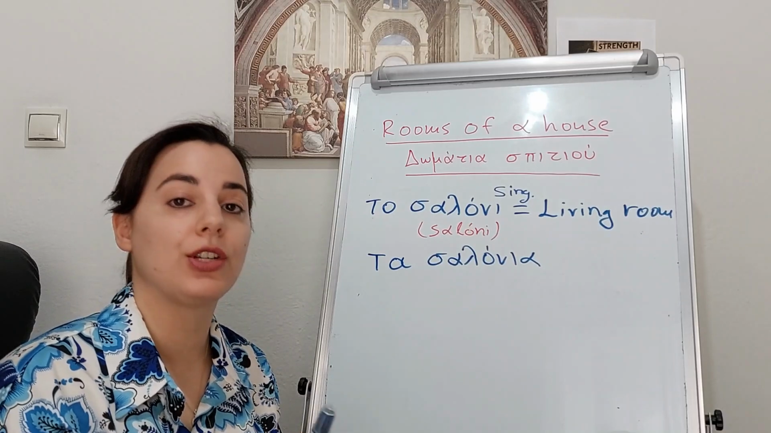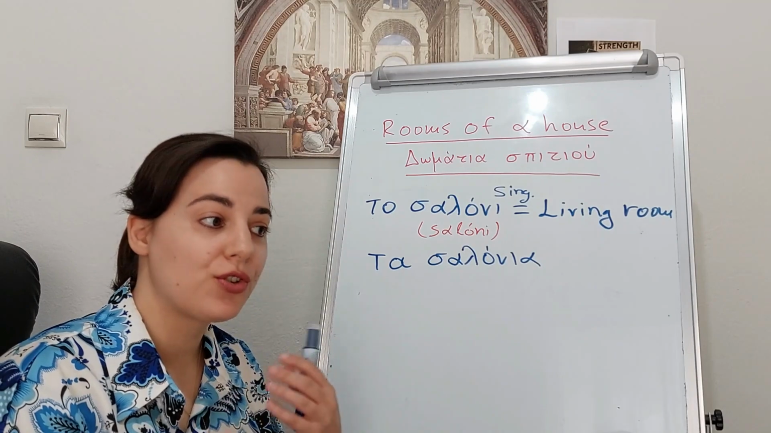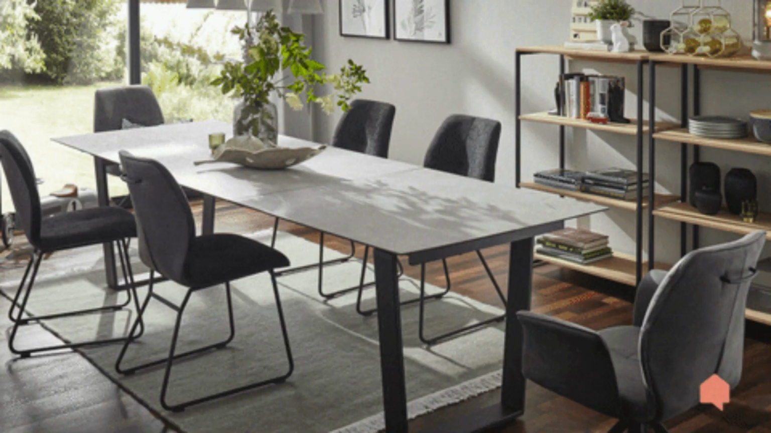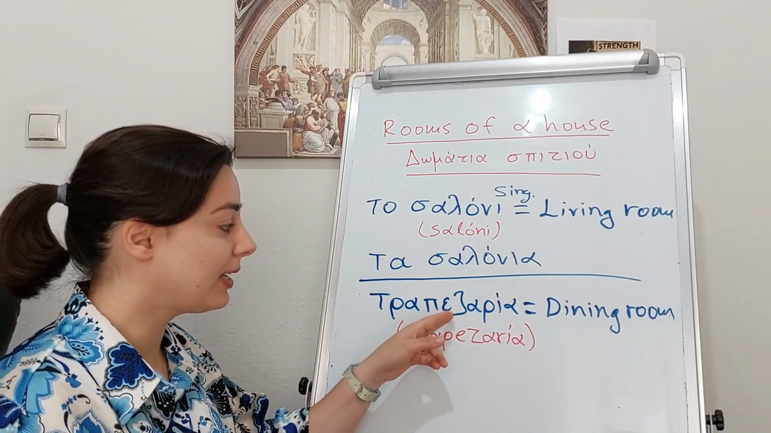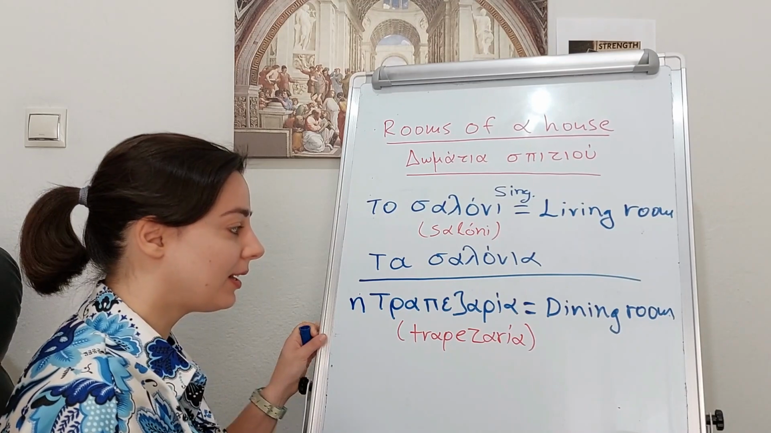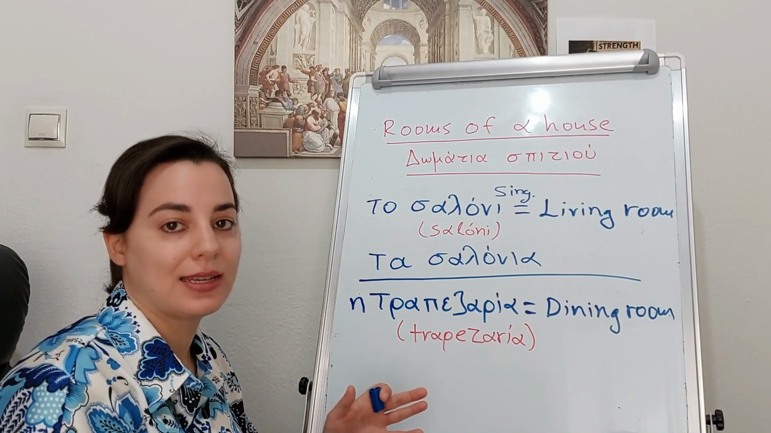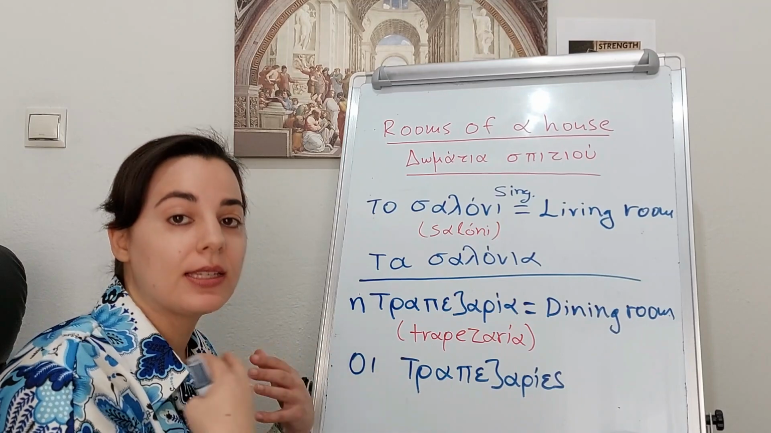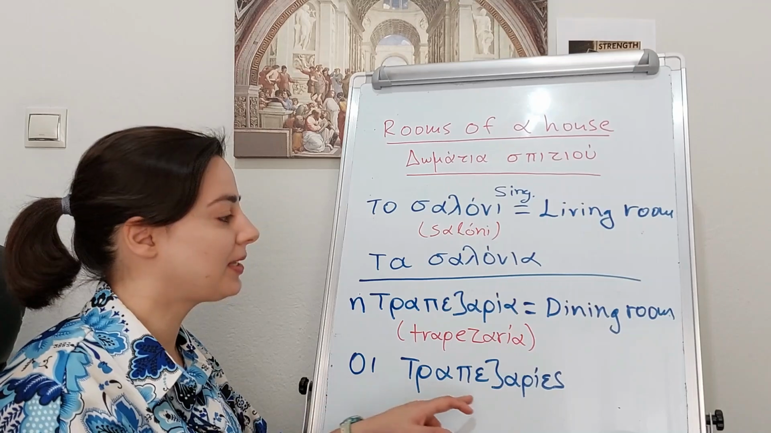So, the next room that you spend hours and hours in, and you may have pleasurable times with your friends and with your family, is the dining room. Dining room in Greek is called trapezaria. I is the feminine article. I trapezaria in singular and in plural is I trapezaries. We use omicron iota to show that this substantive is in plural. I trapezaria, I trapezaries.